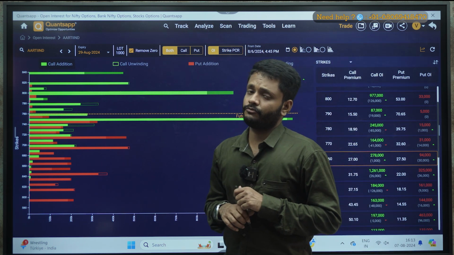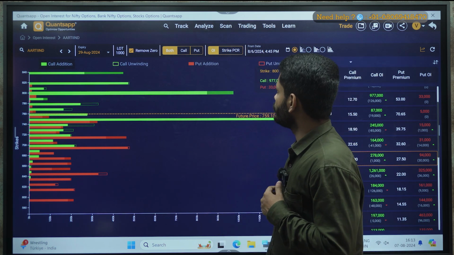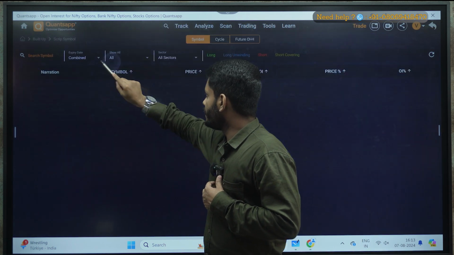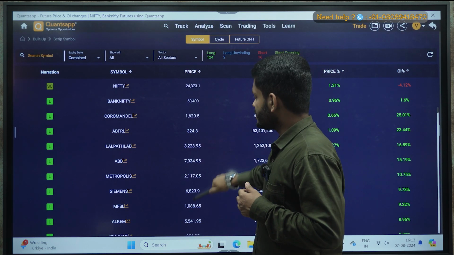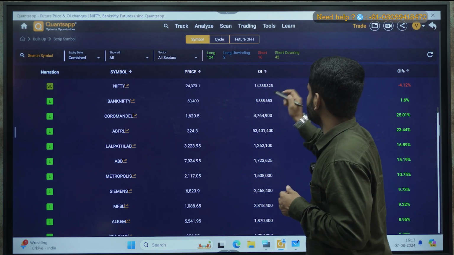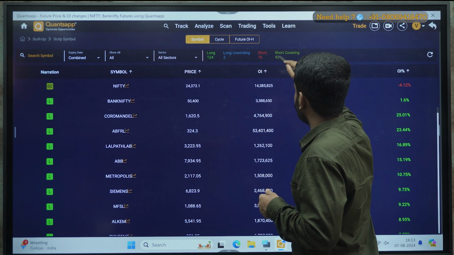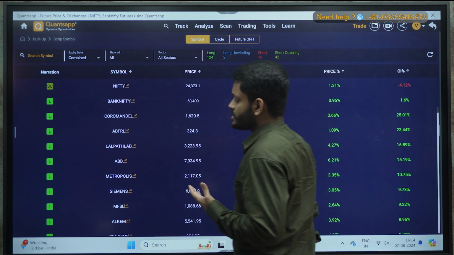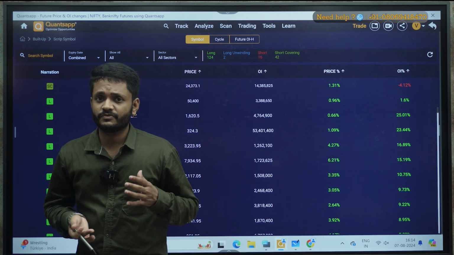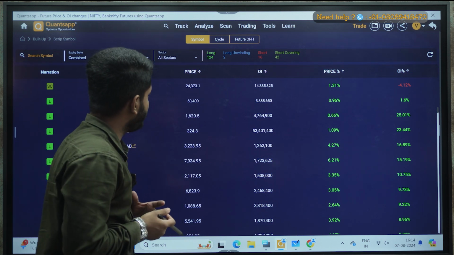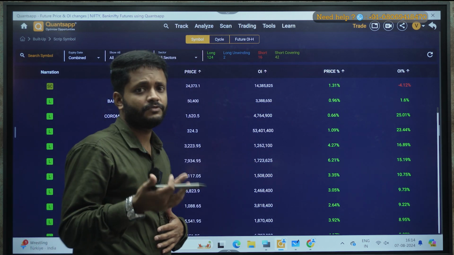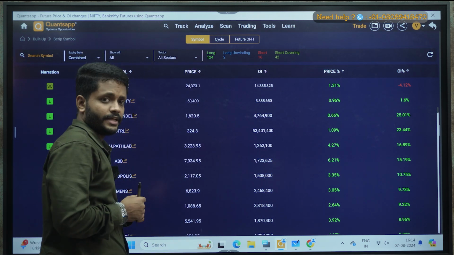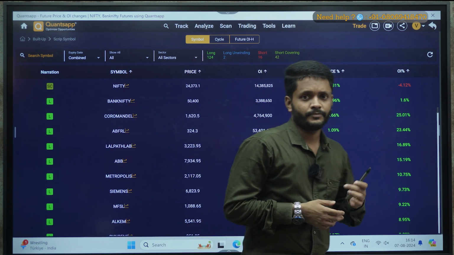Now one more thing, the trap indicator is not a standalone trading tool, so I need an additional confirmation. For additional confirmation, I'll go to Track, I'll go to Build-up Script. Okay, so what is basically build-up script? Here if you see there is color coding: long unwinding, short covering. So which stocks are following long build-ups, which stocks are following long unwinding, which stocks are following short build-ups, and which stocks are following short covering, that you can easily see over here.